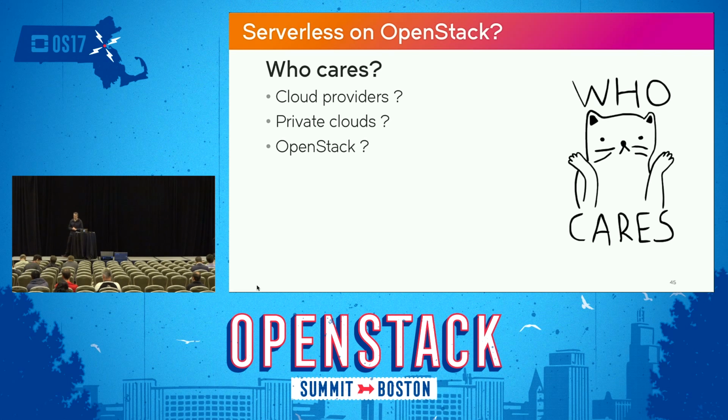So like OpenStack and serverless, who cares? Well, cloud providers, maybe they care. Maybe they want to offer serverless-like functionality to compete with AWS. Well, I don't know what they're thinking about competing with AWS, but for private clouds, your developers may want to use the models. Like OpenStack itself, maybe with our little bit of identity looking, we are looking into whether we should be doing everything that Amazon is doing.